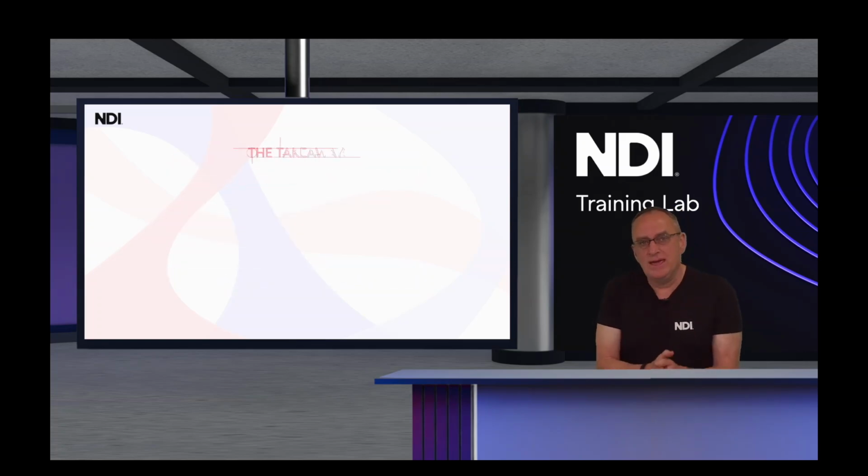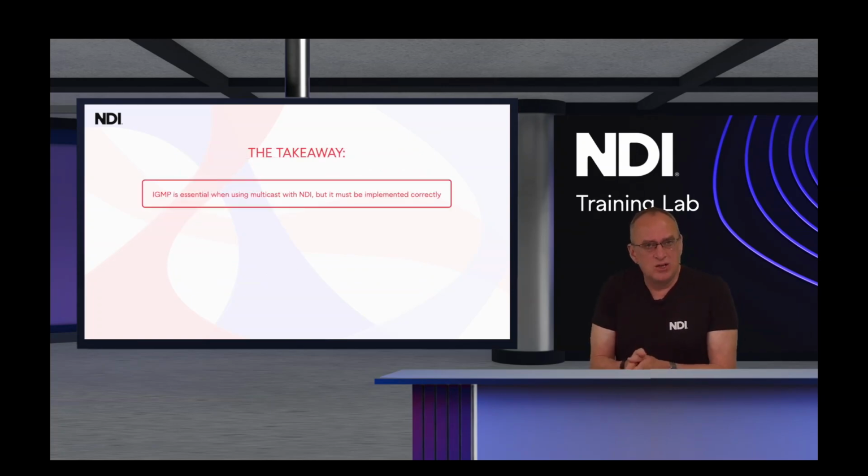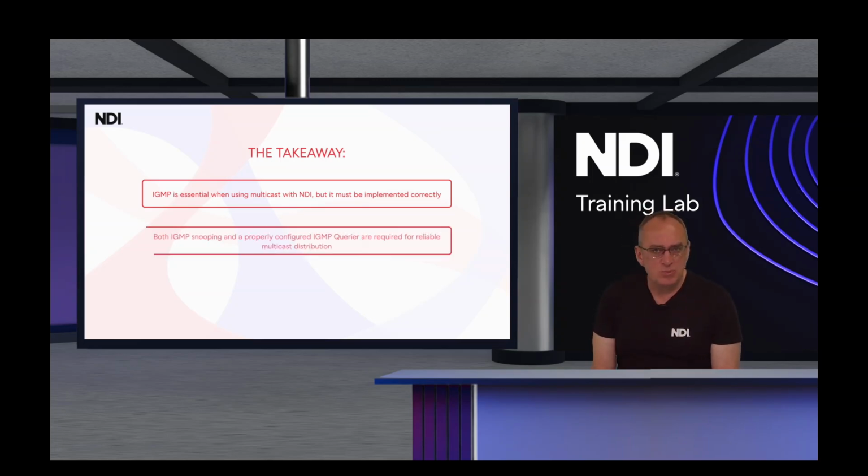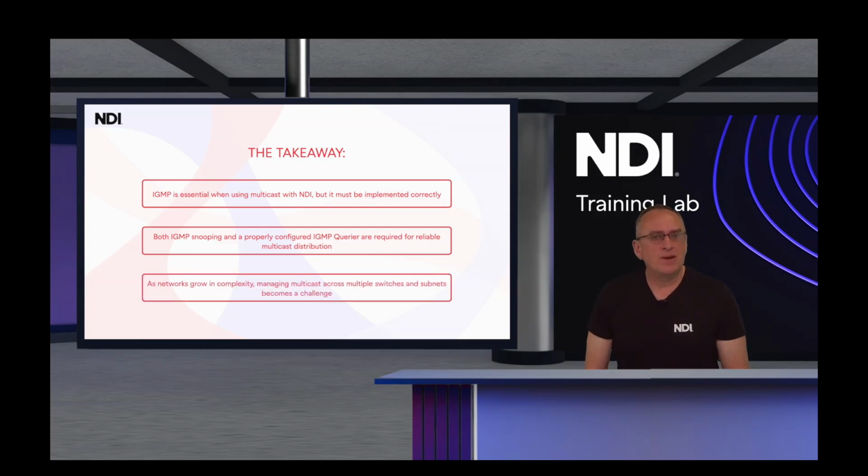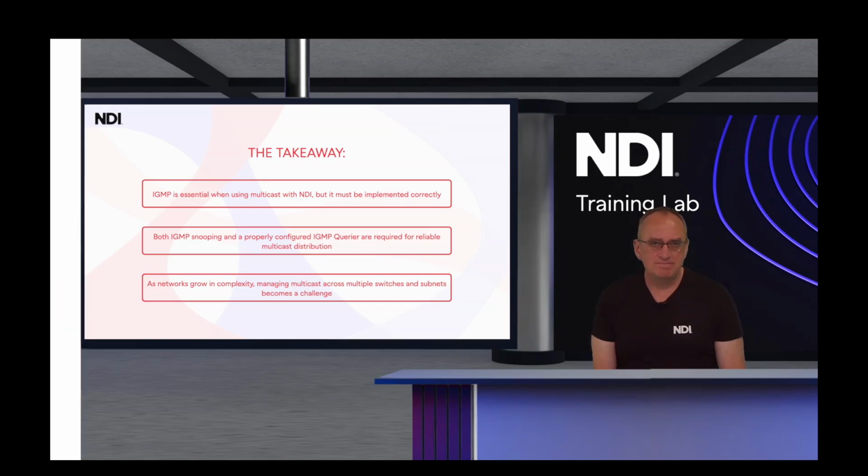The key takeaway here is that IGMP is essential when using multicast with NDI, but it must be implemented correctly. Both IGMP snooping and a properly configured IGMP querier are required for reliable multicast distribution. And as networks grow in complexity, managing multicast across multiple switches and subnets, well, that becomes a challenge that really does demand careful planning and testing.